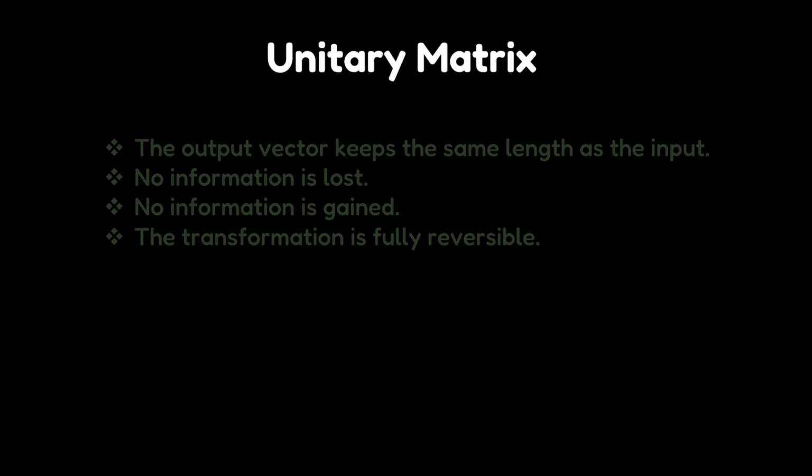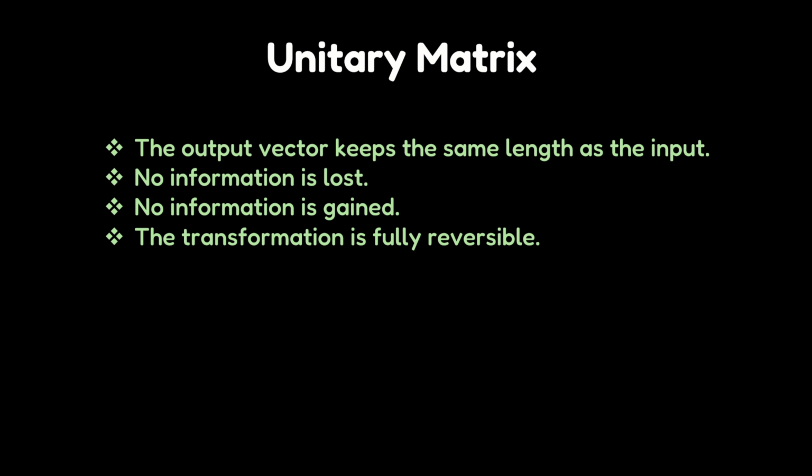What do we mean by perfect? When you feed a vector into a unitary matrix, the output vector keeps the same length as the input. No information is lost, no information is gained, the transformation is fully reversible. You can think of it like a perfect rotation of a shape. Spin it around, move it, but don't stress it, shrink it or distort it. If I rotate a square, it stays a square. That's what a unitary matrix does to vectors.